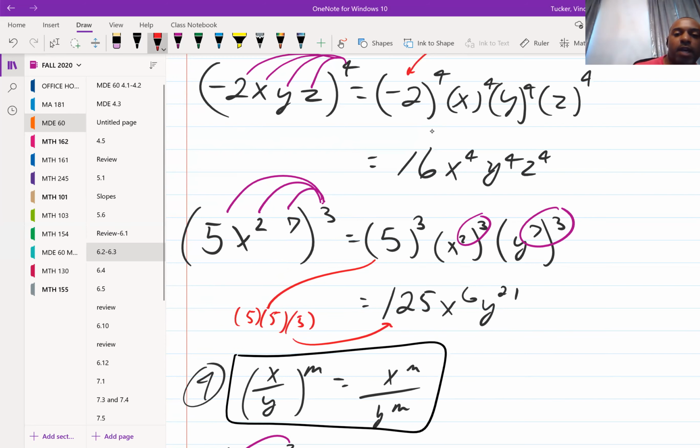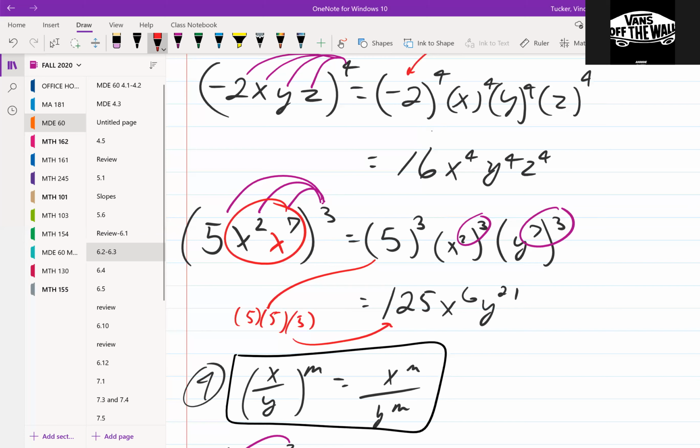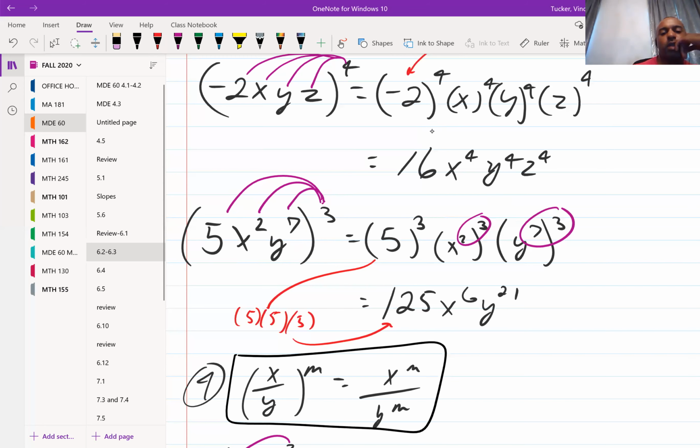So in other words, if I had an x right here, then yes, you would add the x to the 2nd and the x to the 7th. You would add these. But since they were different bases, an x and a y, I wouldn't be able to add them together. Okay. All right. Anybody else before we move to the next one?